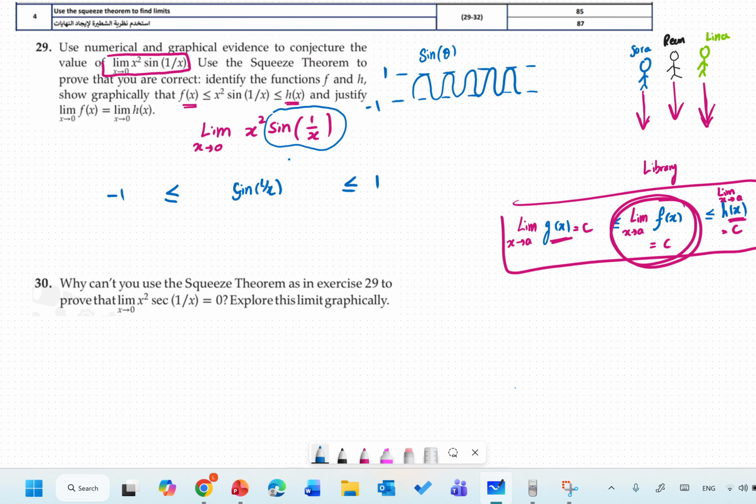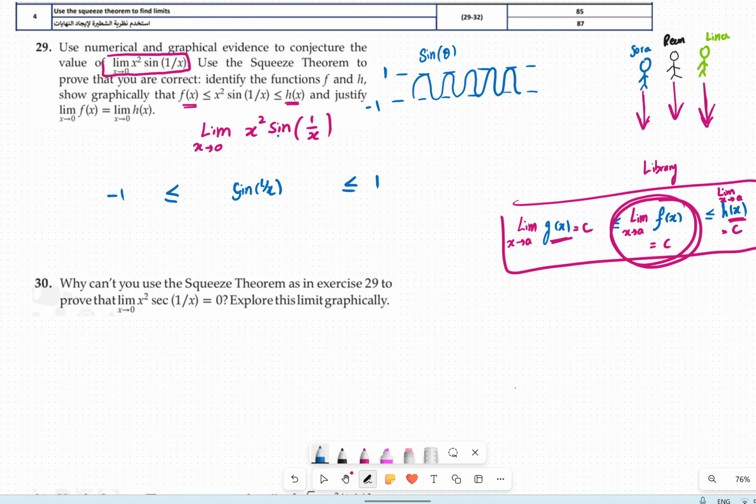Now my goal is to make this middle part the same as my question. My question says x squared sine 1 over x. So here I need an x squared. So what I do is I go and I multiply all sides of this inequality with x squared. So now I end up with x squared sine 1 over x is between minus x squared and x squared. Minus 1 times x squared is minus x squared.